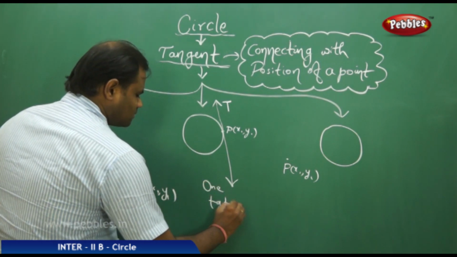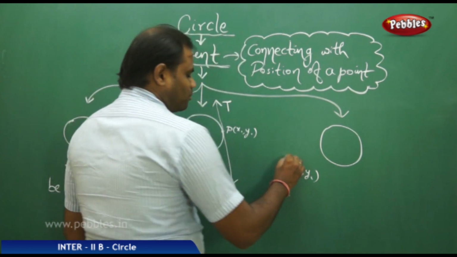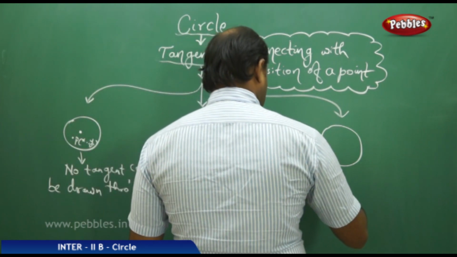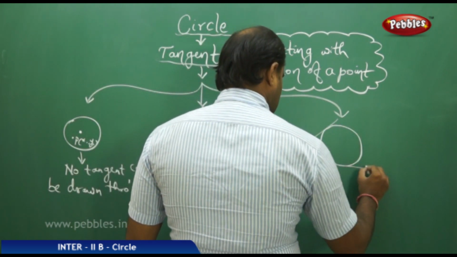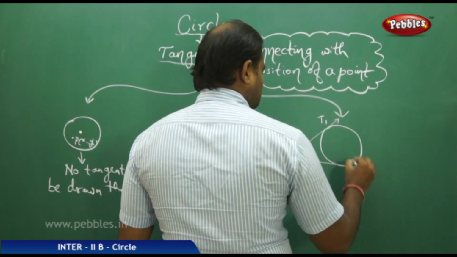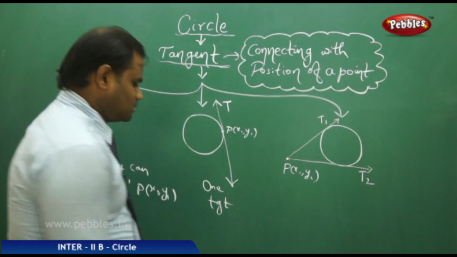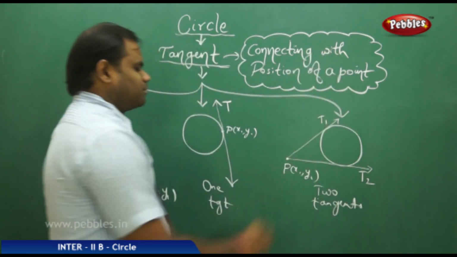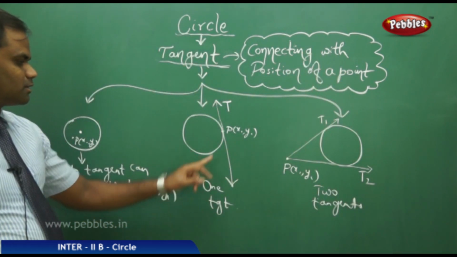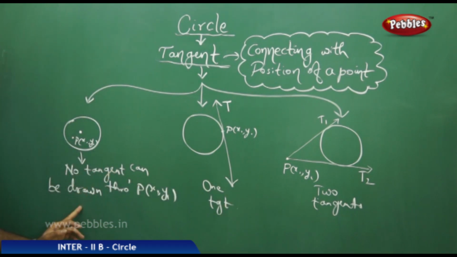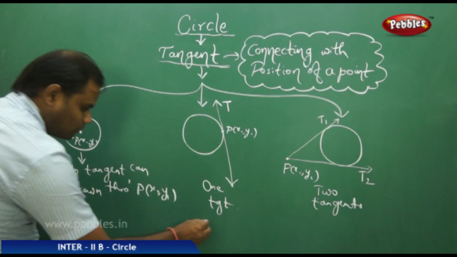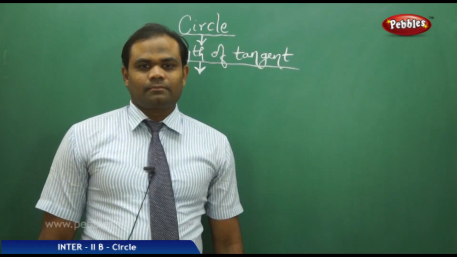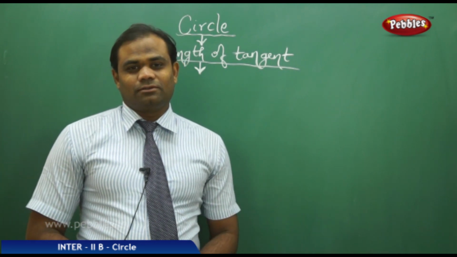So here it is one tangent, and now for a point P outside, I can draw two tangents, that is tangent 1 and tangent 2. That is, two tangents can be drawn through P(x1, y1). One tangent can be drawn through P(x1, y1). No tangent can be drawn through P(x1, y1). This is how I understand the position of a point connected with the tangents. Now let's define the length of the tangent for the circle.